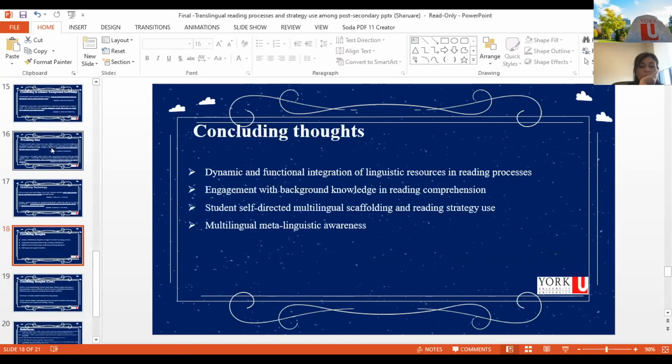And so as time is short, I'm going to conclude. In our research, we try our best to find out what kind of dynamic and functional integration of linguistic resources occurs in the reading process, how it engages with background knowledge in reading comprehension, and how students use self-directed multilingual scaffolding, reading strategies, and multilingual metalinguistic awareness.